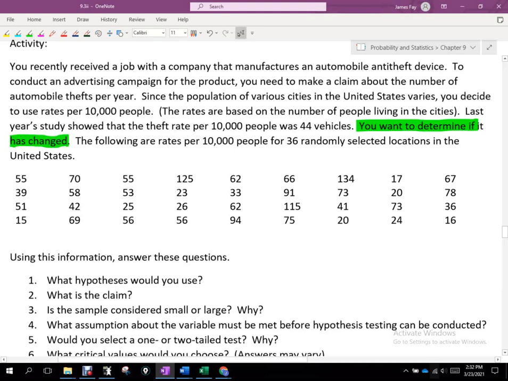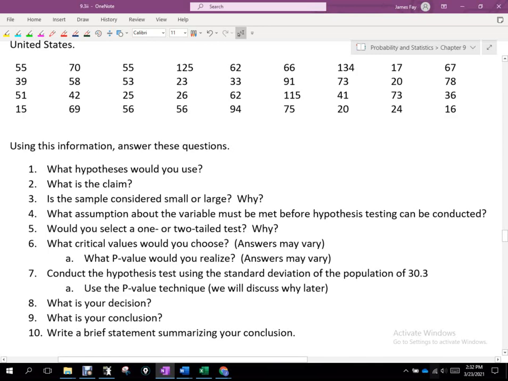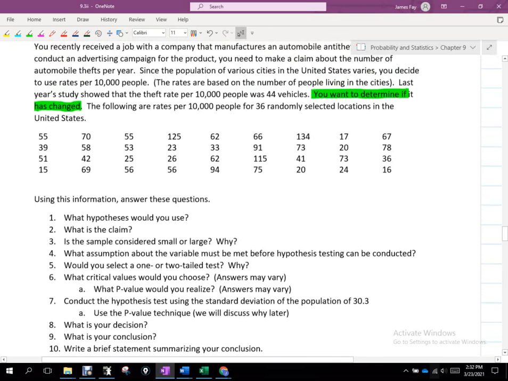But this is what they're going to basically be asking us to do in almost every situation. These 10 things when we come across a study like this. Okay, it says what hypotheses would you use? Okay, so let's write those down. I'm going to write my hypotheses.